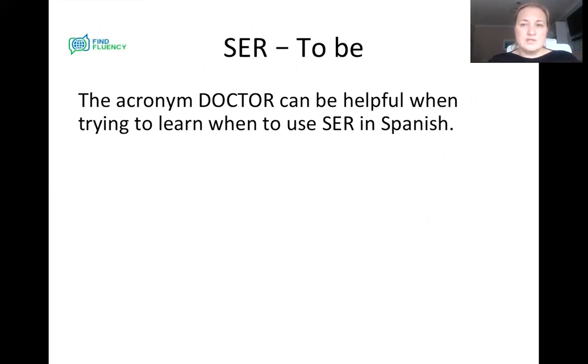Once you are more comfortable and you're further on in your learning and you've got a better understanding of how language works in general, then we can look in a more complex manner at when you may interchange both of these verbs. But at this point, I think it's really useful to have a set of ready reckoner rules as to when to use estar and when to use ser. I find that using the acronym DOCTOR, or doctor, if we want to use the Spanish word, can be quite helpful when you're trying to learn when to use the verb ser in Spanish.